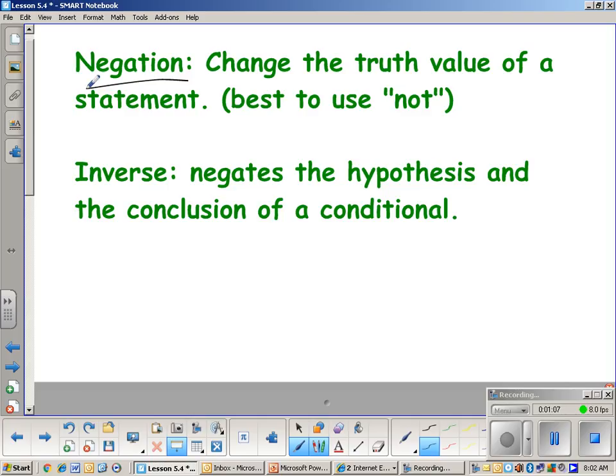So let's talk about the light switch, or the light. Let's say we want to negate the statement, the light is on. What would the negation be? It changes the truth value of the statement. If I say the light is on, how could you negate that? The light is not on.